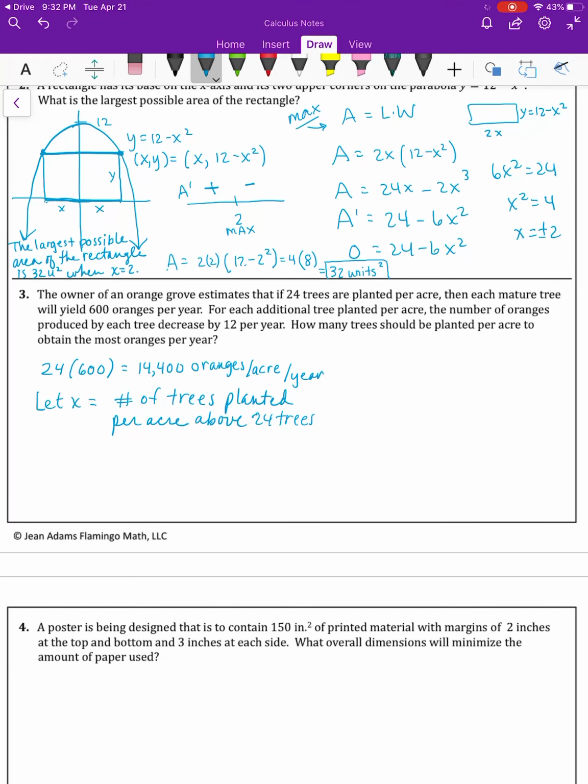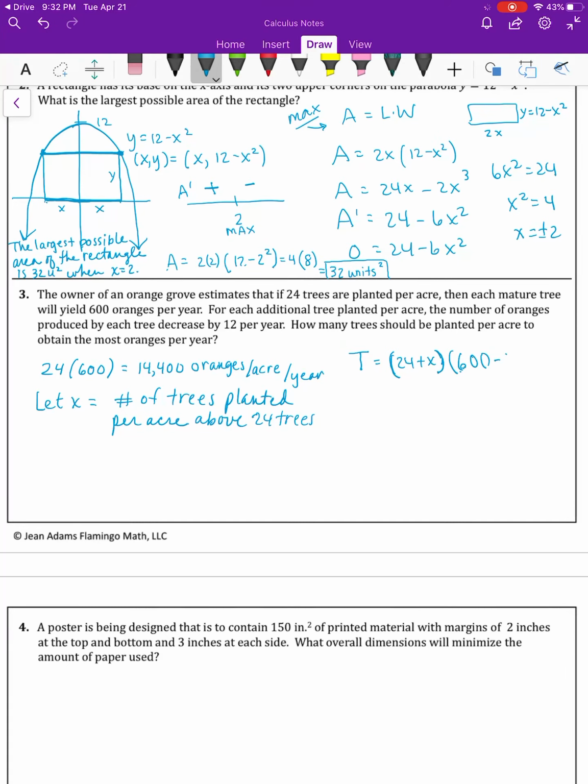So we're going to let x equal the number of trees planted per acre above 24 trees. So that extra set number of trees that is more than 24.